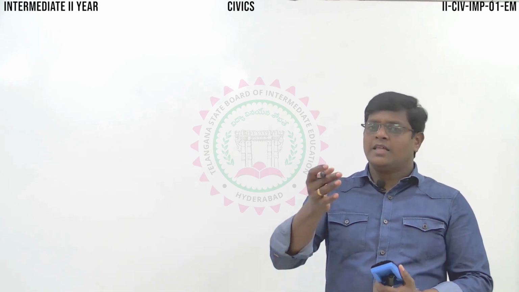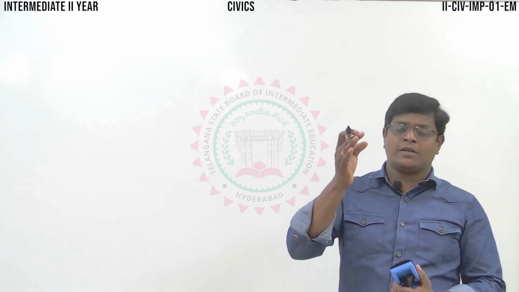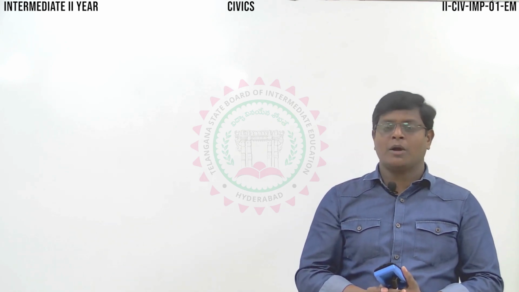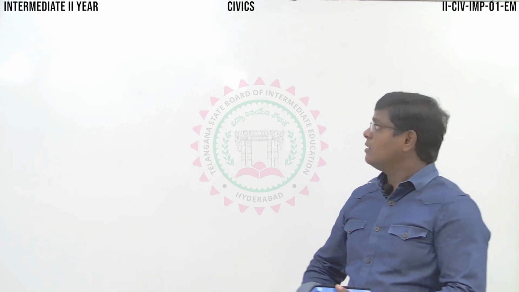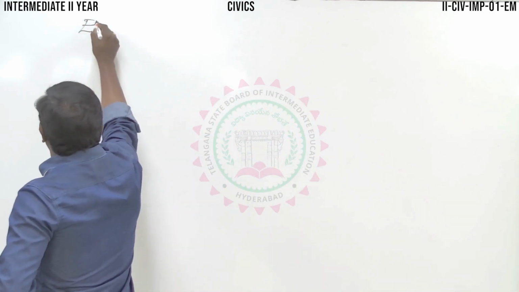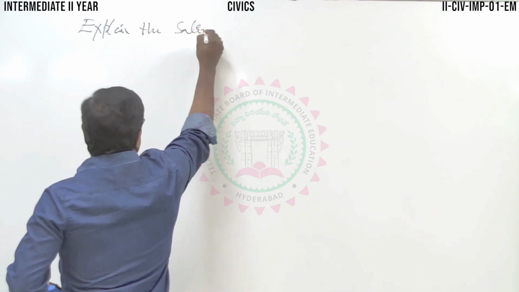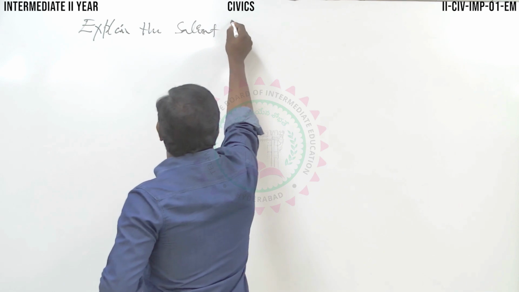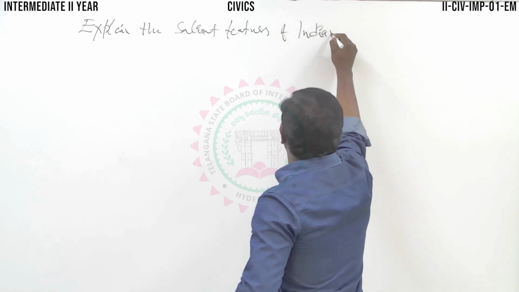Just now we observed the model question paper which is released by the Board of Intermediate officially. In that, we will try to explain the questions and answers one by one. Now I am going to explain the first and foremost important 10 marks question, that is: explain the salient features of Indian Constitution.